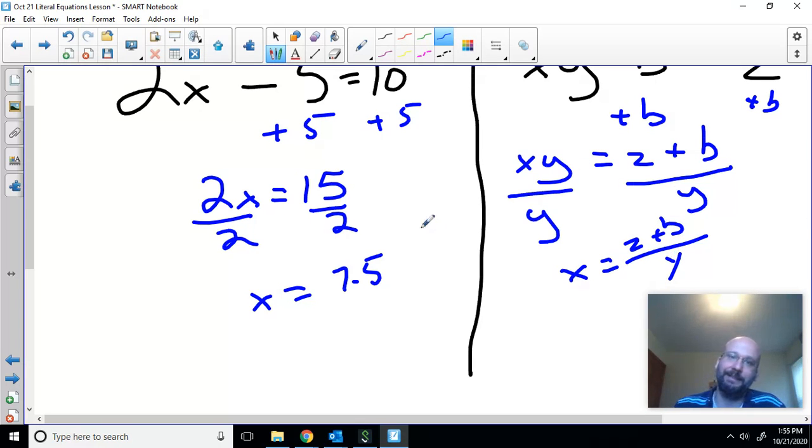We're doing it the same way. The only difference is we can't do the combining. And here you have to remember that y is under both the z and the b, so it's one big fraction.